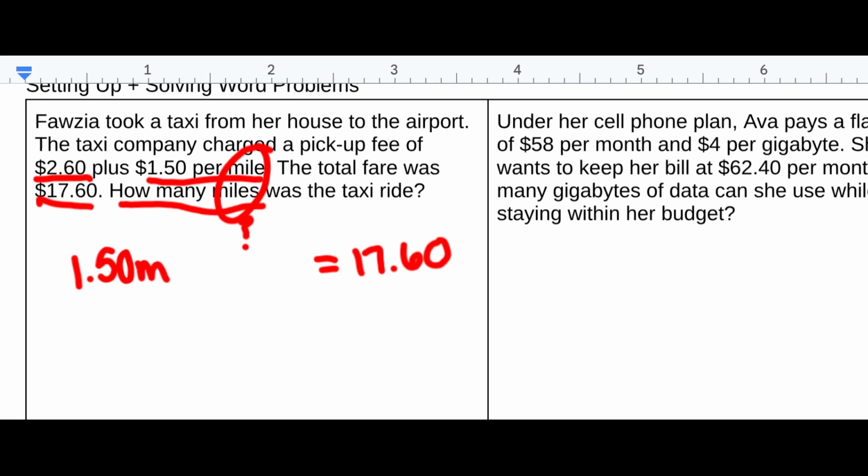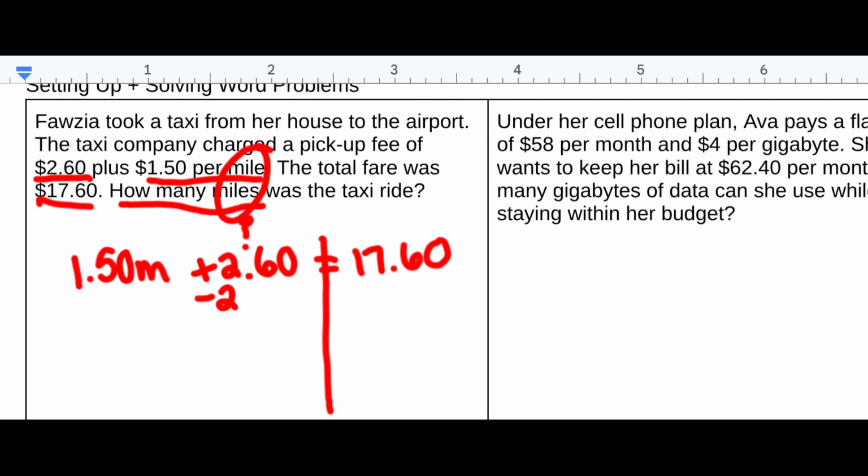And then again, think about this, the way to know that this one goes by itself. The taxi company charged a pickup fee of $260. So how many times do you get picked up? Only once. That's why it's by itself. Okay? No parentheses. Again, it's not $1.50 times $260. It's just $1.50 times the miles and the one-time pickup fee of $260. And you're just going to solve that equation.